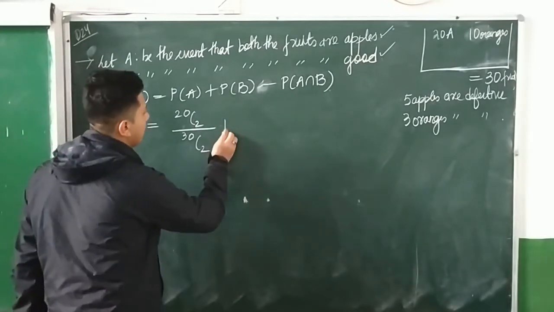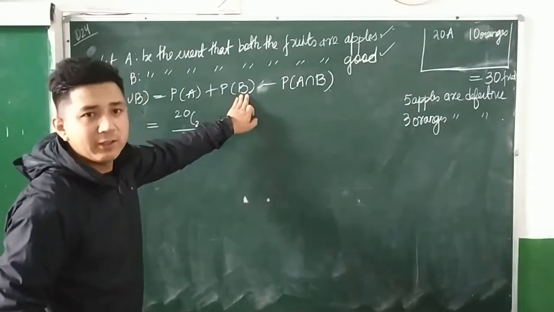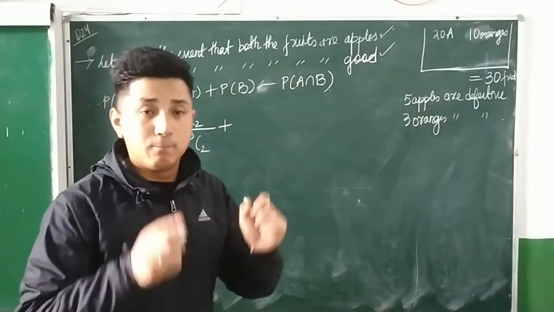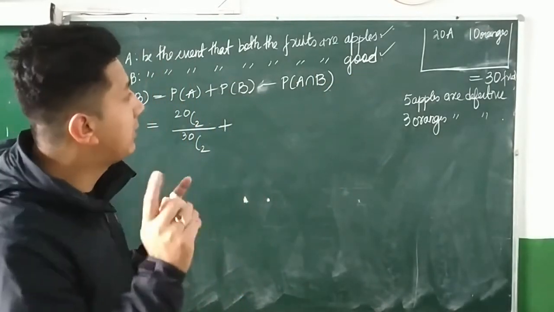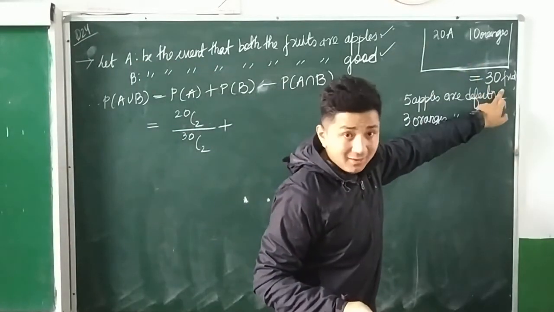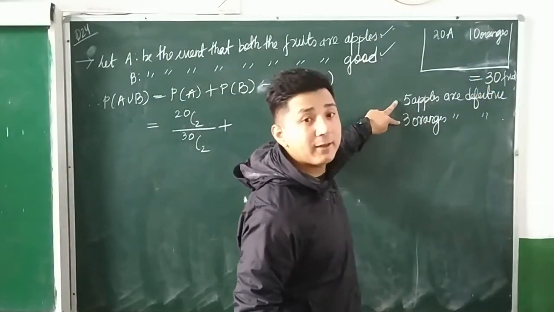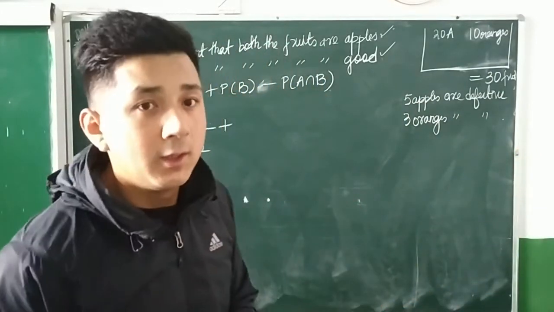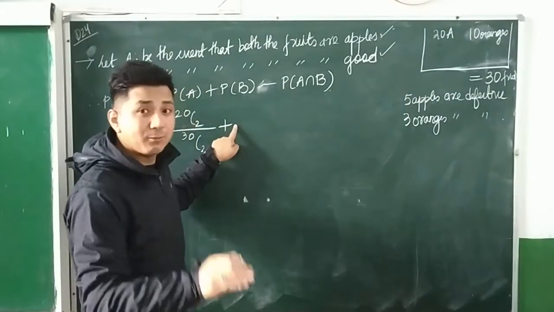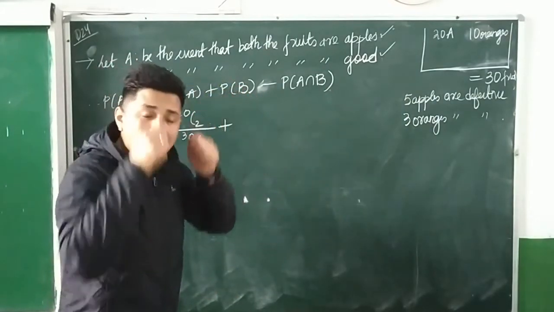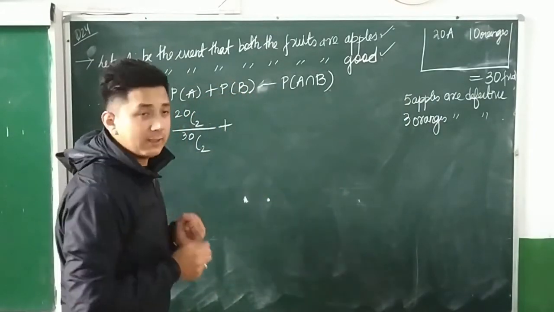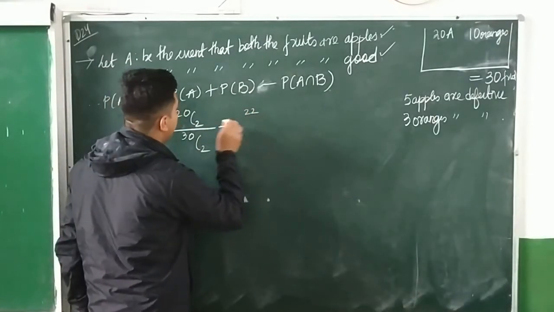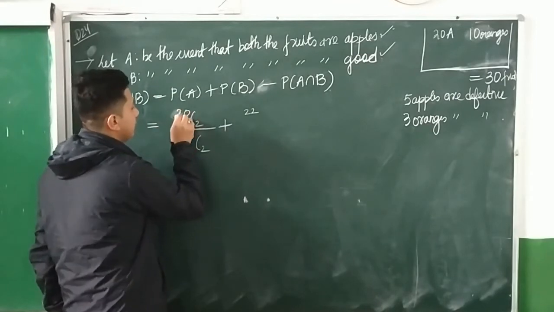Plus, probability of B. Now what is the event B? Event B is that both fruits are good. Now please be clear. 30 fruits are there. Out of this 30, 8 of them are defective. So what is the number of good fruits? 30 minus 8, 22. I understand the point. So both the fruits have to come from the good fruits. So what is the total number of good fruits? 22. So that's why this will be 22C2, divided by 30C2.